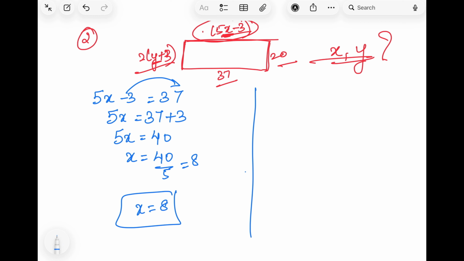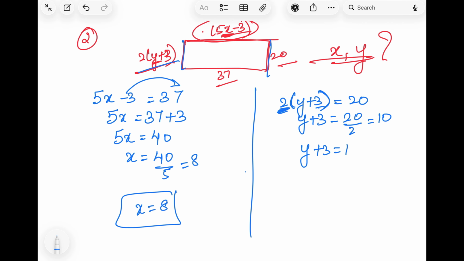Now let's move to finding out the other one, y. So 2y plus 3 is equal to, this side is obviously 20. So first what will I move? First I'll move 2 and not 3, because the 2 is outside the bracket. So y plus 3 will be 20 divided by 2, which is equal to 10. So y plus 3 is equal to 10.